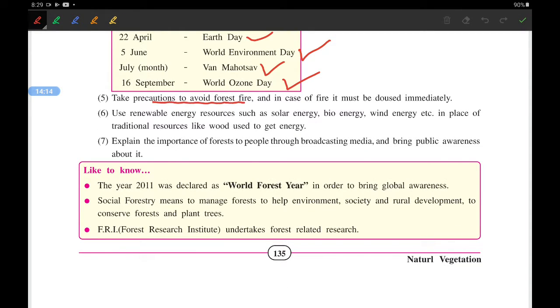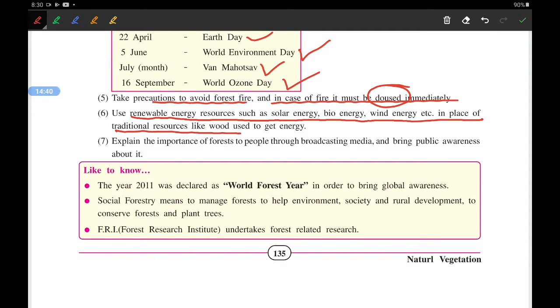Take precautions to avoid forest fire, and in case of fire it must be doused immediately. Okay, first of all, forest fire should not be created. It is created, most of the time, due to negligence of human beings, and in case it happens, there should be facilities to douse it. Douse means to stop it as soon as possible. Use renewable energy resources such as solar, bioenergy, wind energy, etc. in place of traditional resources like wood to get energy. Okay, so what kind of things should be used? Renewable resources like solar energy, biogas and wind, so that the trees and the fossil fuels, which are not renewable, get less burden.